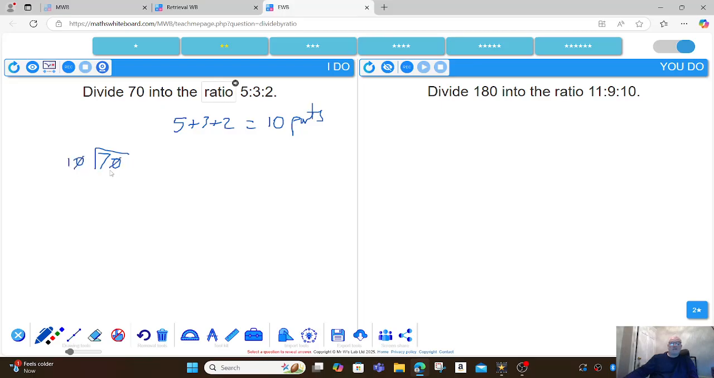Now I could make it easy and just divide by 7. Divide by 10, that gives me 1 into 7 goes 7 times. So each part is going to be 7. So 1 part equals 7. And then I'm going to multiply the ratios. 5 times 7, 3 times 7, and 2 times 7. 5 7s are 35, 3 7s are 21, and 2 7s are 14.